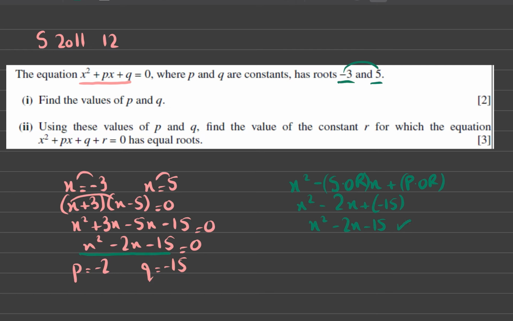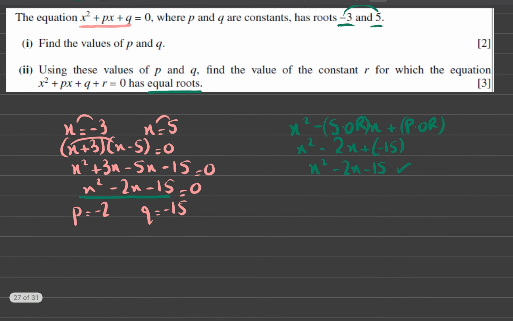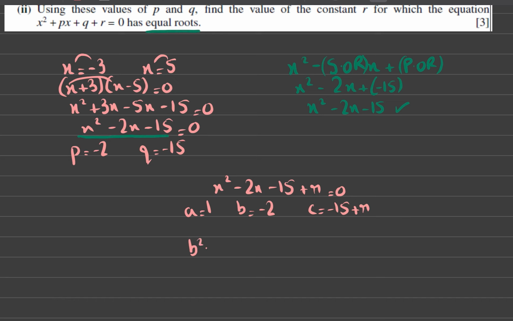Once you get this, then it says has equal roots. So in equal roots, it means that two roots, but both are same, which means one root, which further means b square minus 4ac equal to 0. Let's begin. So x square minus 2x minus 15 plus r is equal to 0. What's written with x square? Sir, 1. What's written with x? Minus 2. And what's written as a constant? Minus 15 plus r.